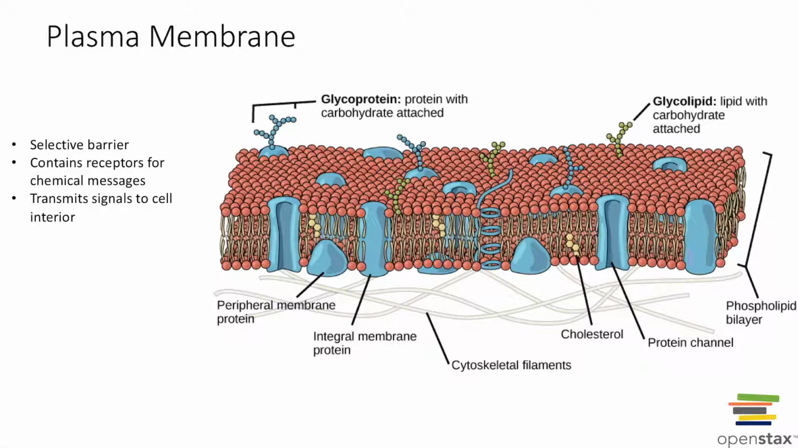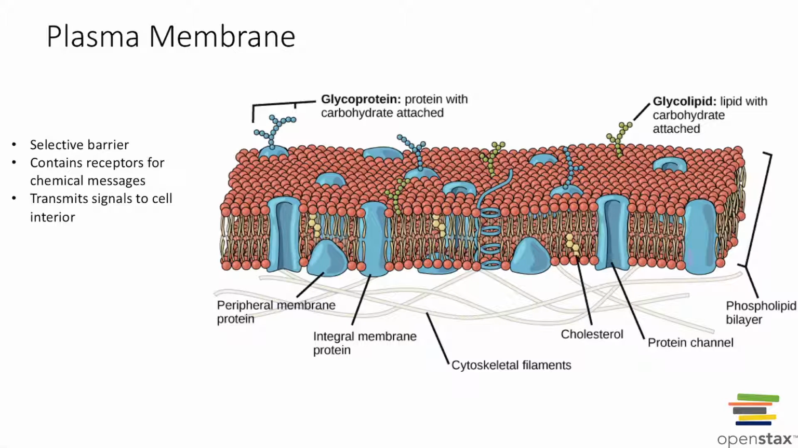Every cell is going to have a plasma membrane. That plasma membrane is going to act as a selective barrier. And what that means is it's going to control what comes in and out. It's not going to let everything in, and it's also not going to block everything either. It's going to pick and choose what comes in and what goes out.